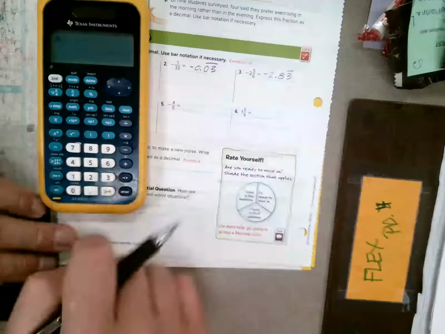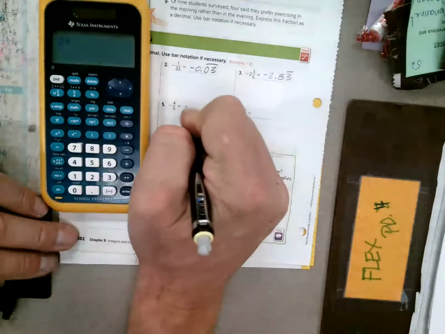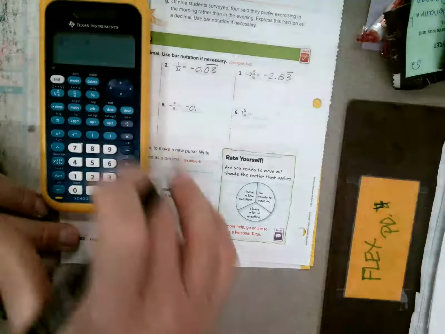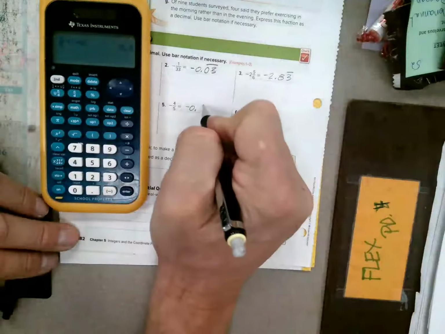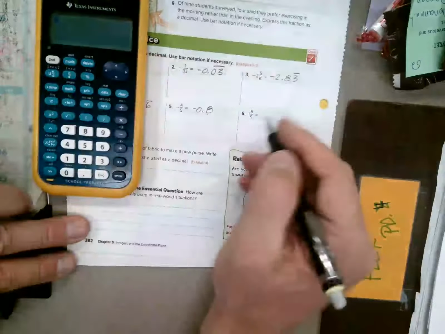4/5 is one that a lot of you already know. We know it's a negative because the negative's out front, so let's preface it with that. Switch it, and we end up with 0.8, correct? So that's a terminating decimal, and the last one was a repeating decimal.